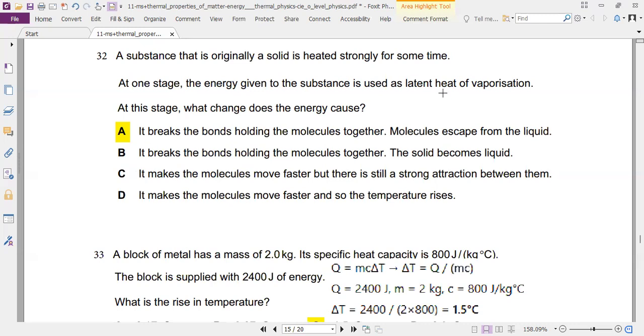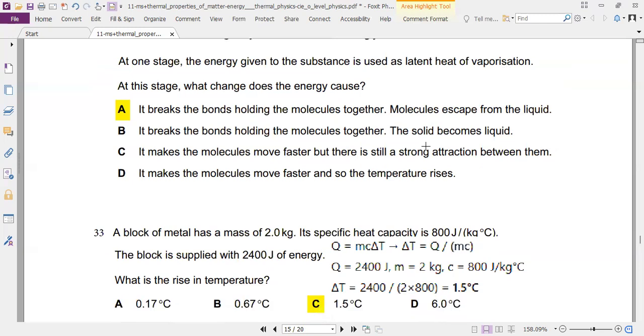So latent heat of vaporization is linked to breaking of the bonds. So only A and B should be considered. And then molecules escape because of the vaporization. This is not vaporization. This is vaporization.